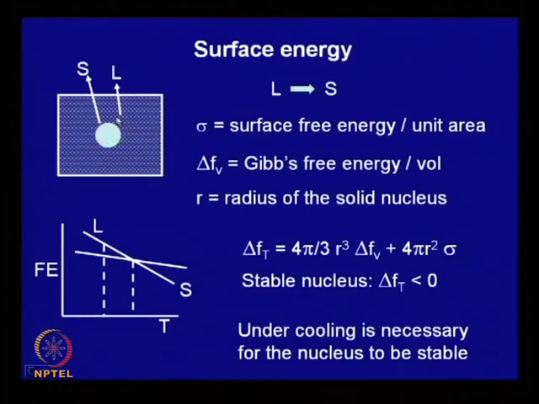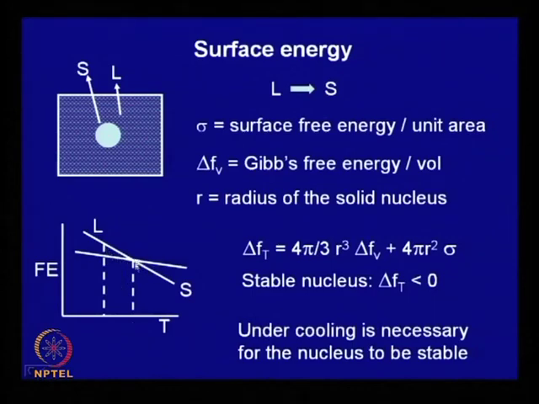Then a new surface area is created, and the surface area of a sphere is 4 pi r square. Now, if sigma is the surface energy per unit area, then the energy that is 4 pi r square times sigma is the energy which needs to be supplied for making this nucleus stable, and this will come from the transformation of the chemical free energy.